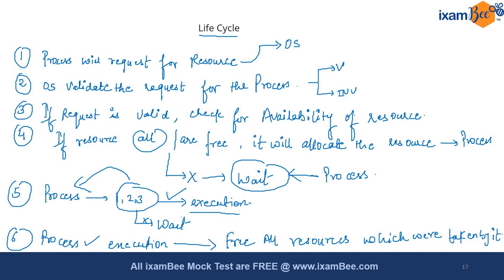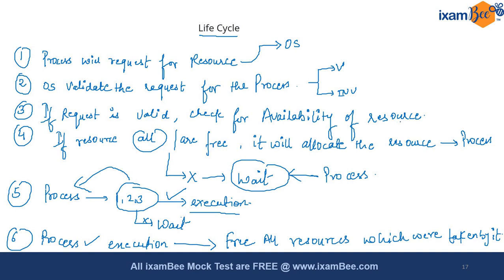So this is what happens in the life cycle. I will again repeat it in a very fast manner. Processes first will request for a resource to the operating system. The operating system is going to validate the request, whether it is valid or invalid. If the request is valid, then it will check for the availability of the resources. If the resources are available, then they will be allocated to the process. If the resources are not available, the process has to wait till the resources are available.